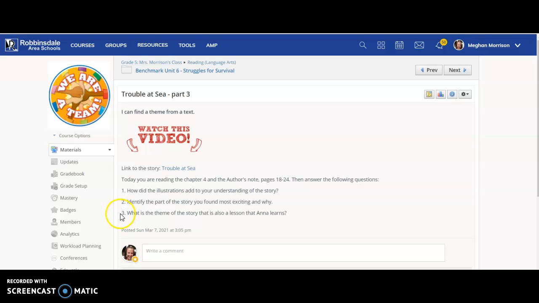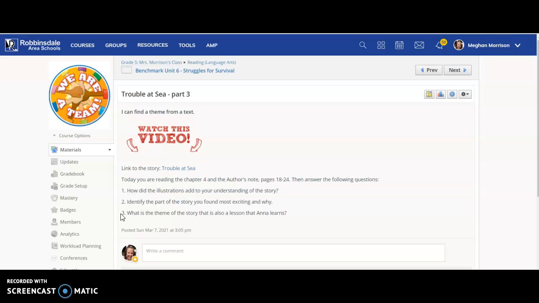And then what is a theme of the story that is also a lesson that Anna learns? So oftentimes the themes are lessons that the characters themselves learned. Like in The Kelpie, we see, okay, a theme is that we need to be careful around strangers, which is also something that Alice learned, right? She learned she shouldn't just trust everyone that she meets.